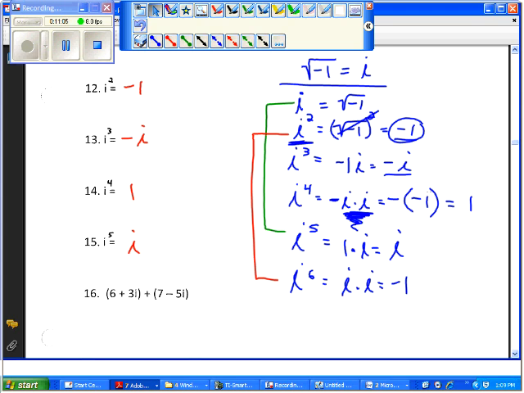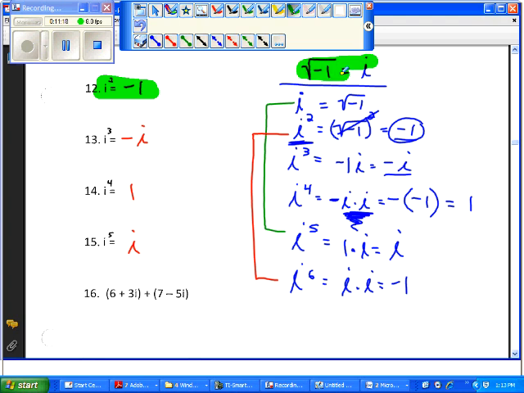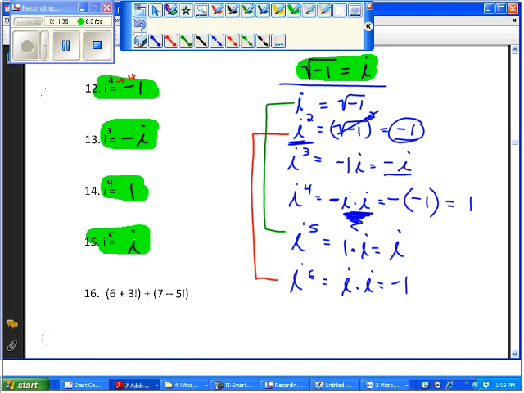The value of i is the square root of negative 1, okay? So again, we need to commit to memory that i is the square root of negative 1. i squared is negative 1. i cubed is negative i. i to the 4th is 1. i to the 5th is i. And then if you add 4 to that, i to the 6th, you still have a negative 1.